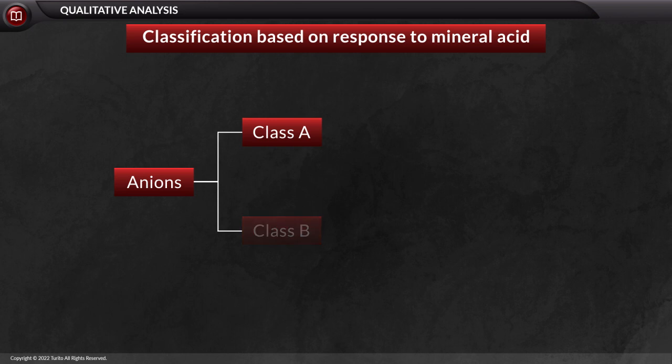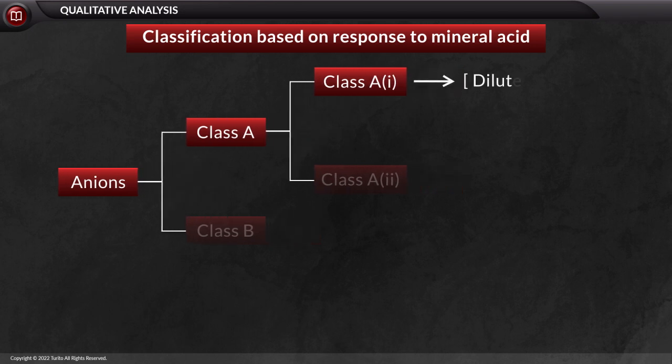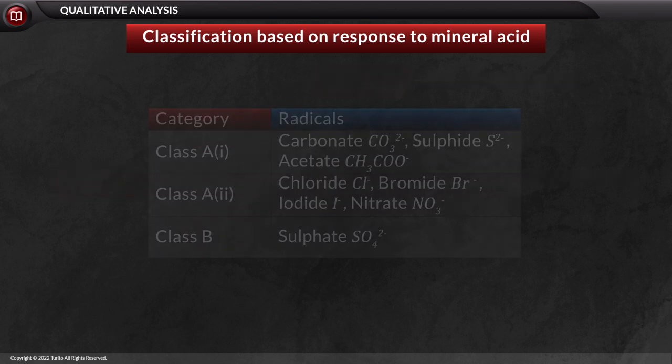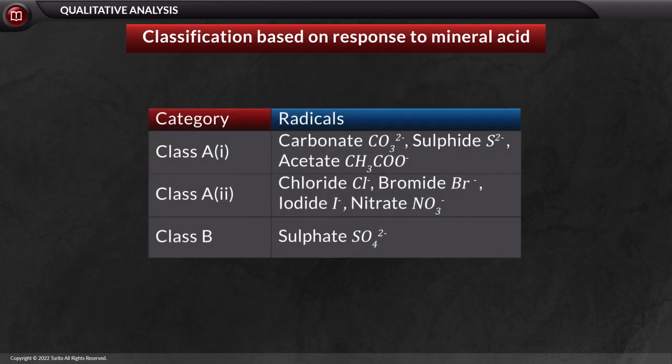Class A is further divided into A1 and A2. A1 category anions react with dilute acids, while category A2 reacts with concentrated acids. The radicals which belong to these categories are as follows. Carbonate, sulfide and acetate belong to class A1. Chloride, bromide, iodide, nitrate to class A2. And sulfate to class B.